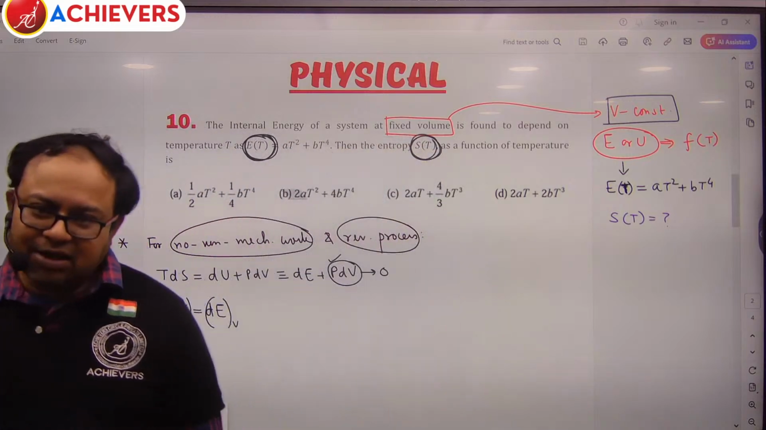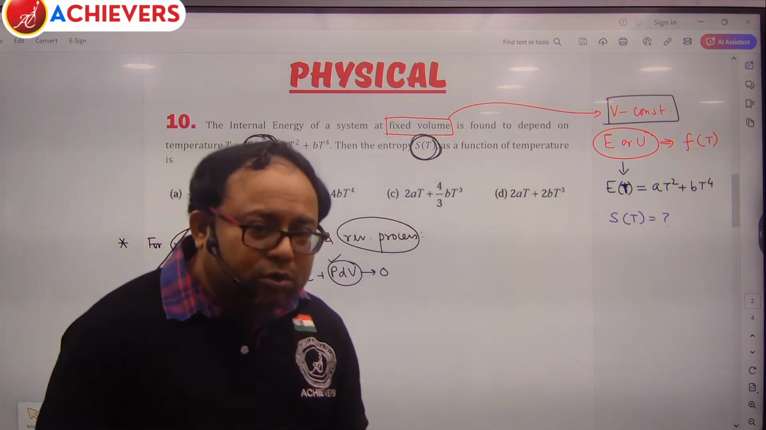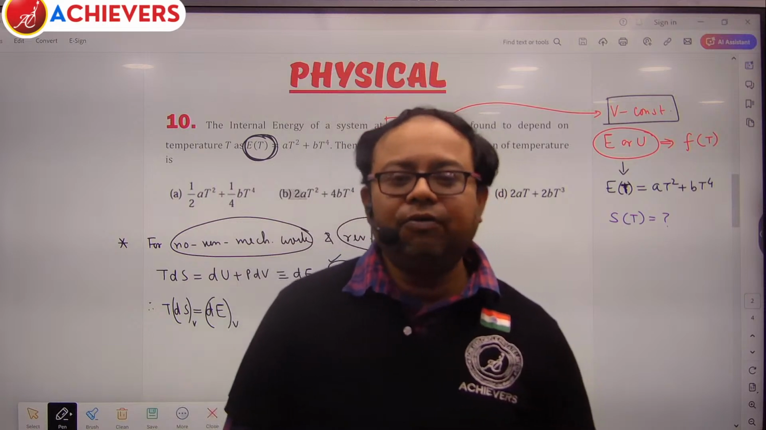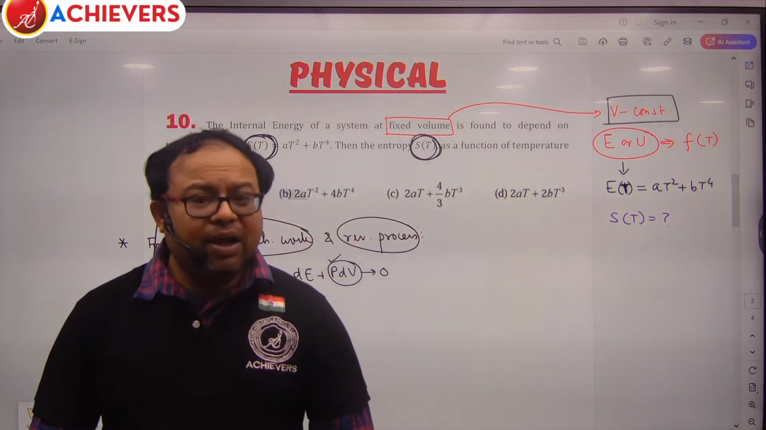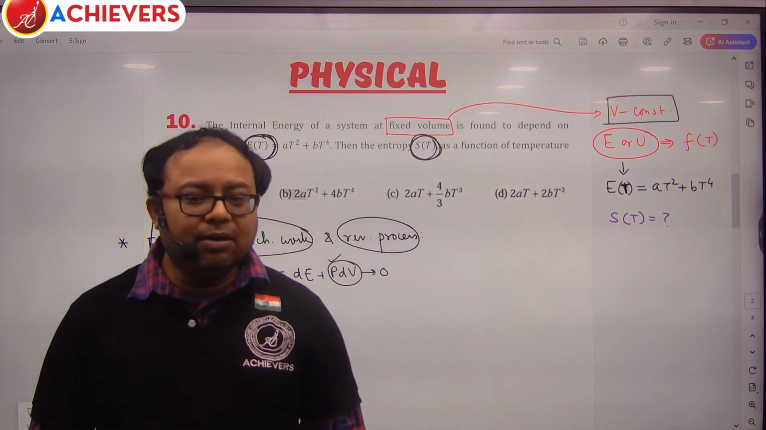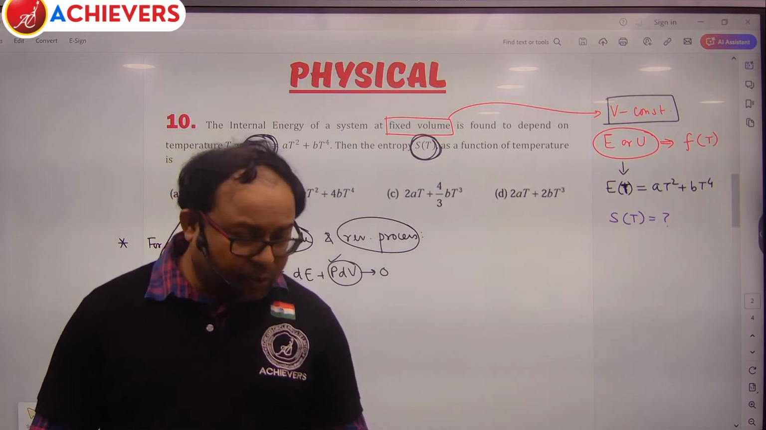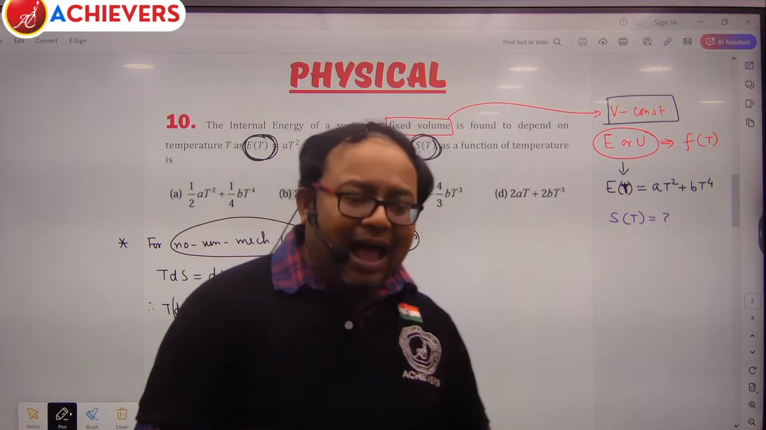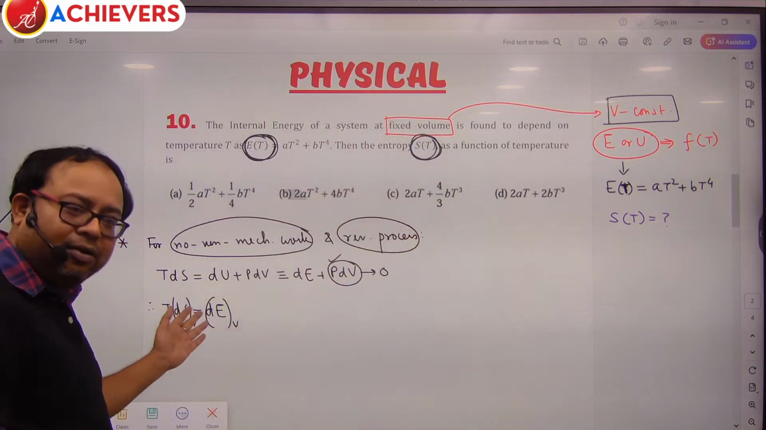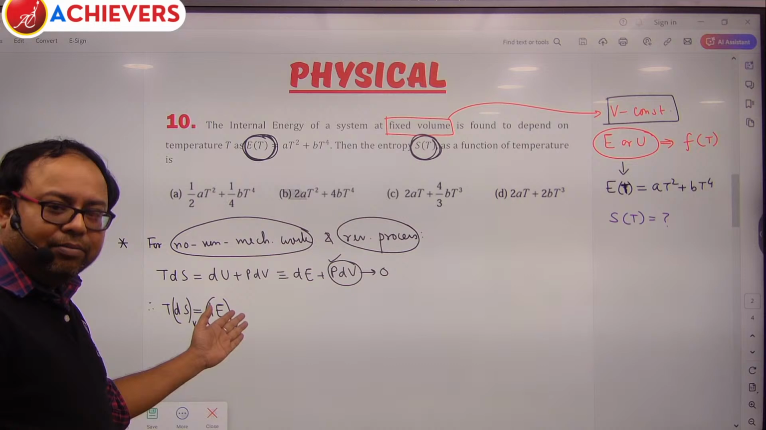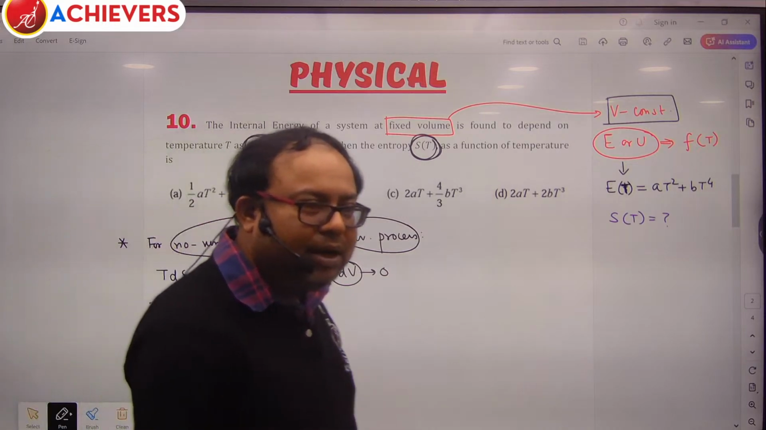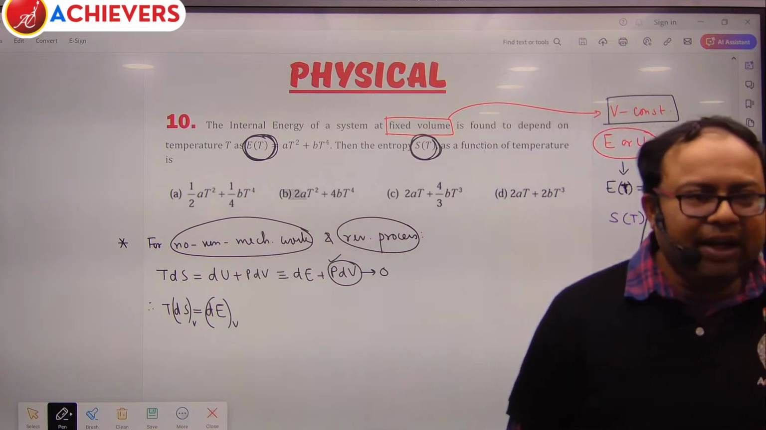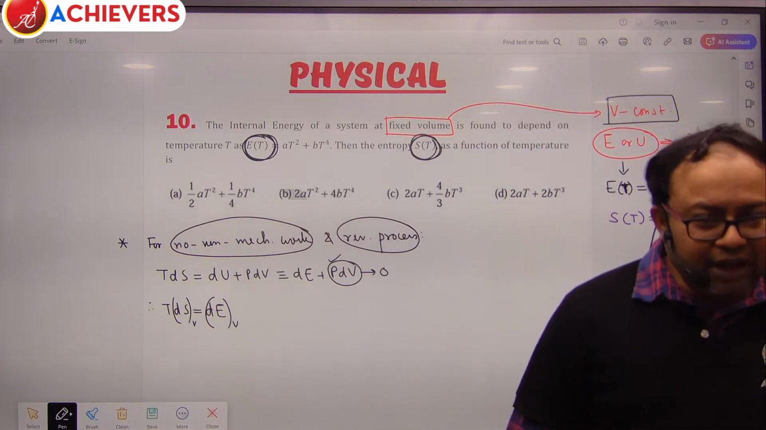equal to dE plus PdV, which is the combination of the first and second laws of thermodynamics, and thereby we have applied the condition of constant volume that is provided in the question paper, and thereby we end up with this reduced form, TdS at constant V equal to dE at constant V.